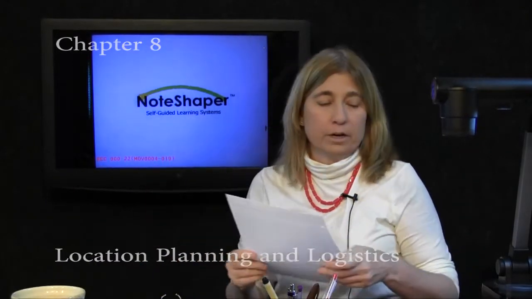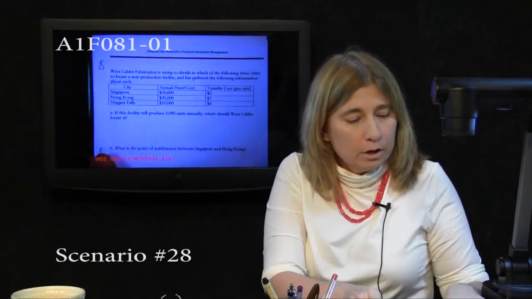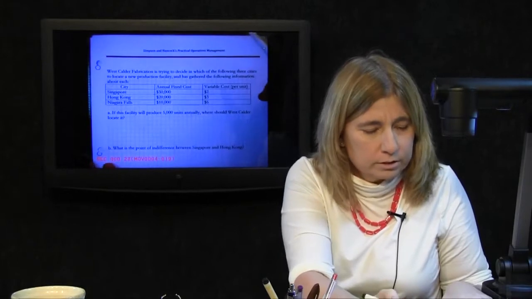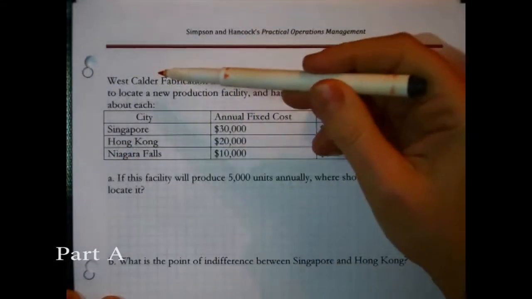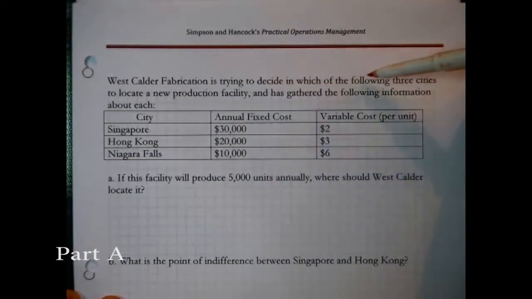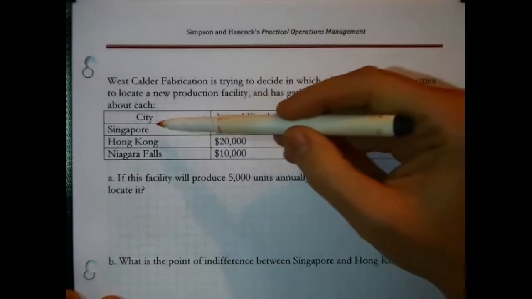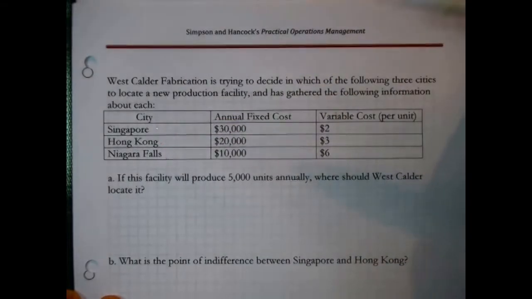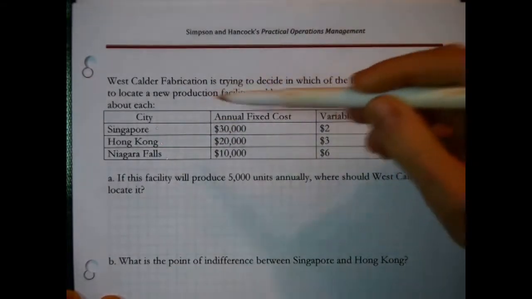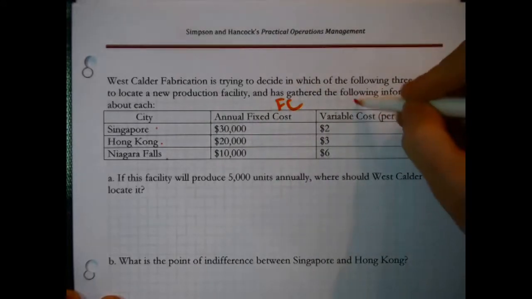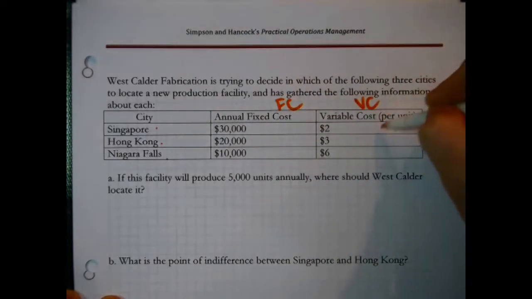West-Calder fabrication is a cost volume analysis problem. You can tell from the data that was given. Let's take a look. West-Calder fabrication is trying to decide which of the following 3 cities to locate a new production facility. So we have a list of candidate locations and has gathered the following information about each: annual fixed cost and variable cost per unit of production.